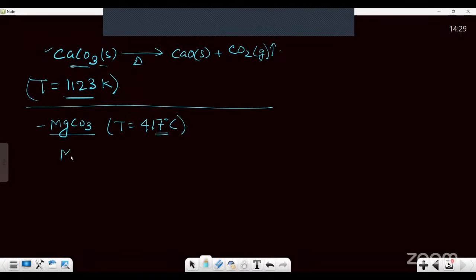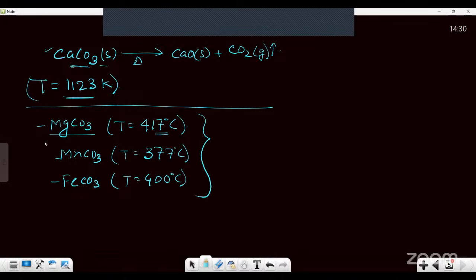Then your MnCO3, manganese carbonate, can also decompose, at 377 degrees Celsius. Similarly, iron carbonate, FeCO3, can also decompose at 400 degrees Celsius. Now you see the decomposition temperatures are different for all these examples that we have taken, MgCO3, MnCO3, as well as FeCO3. We can see clearly from this that they decompose at different temperatures.